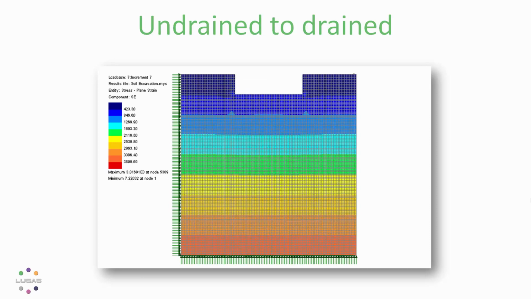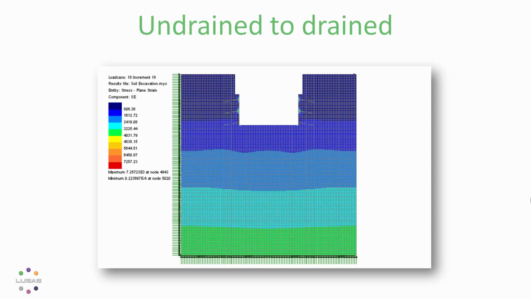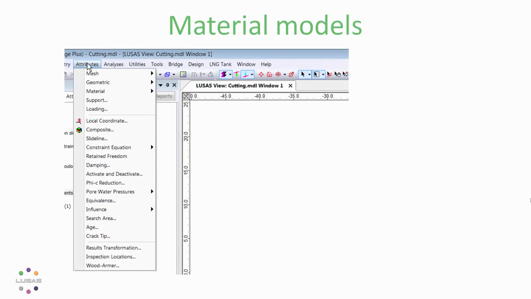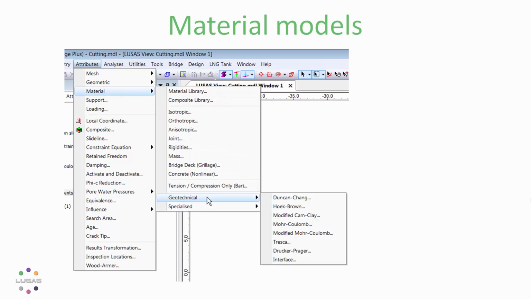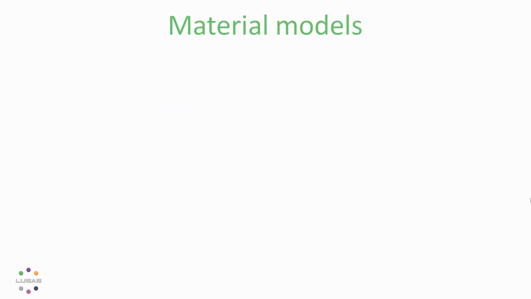But in all these analyses, of course, the workhorse is the constitutive material model. On the Attributes Material Geotechnical menu, you'll now find listed our range of geotechnical materials. Amongst them, the familiar Mohr-Coulomb and modified Mohr-Coulomb with the tension and compression caps. The Cam Clay material released in version 16, Duncan Chang released in version 17, and now the Hoek-Brown material model, which describes the behaviour of rocks, both intact and fractured.